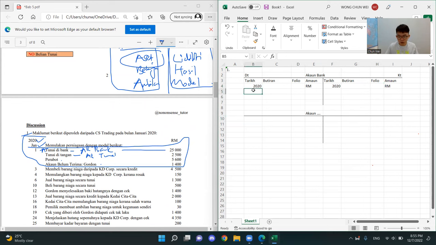Okay, so here on January 1st, and this must be the same, must be January, the month, and the date. Okay, then from where? Kita memulakan perniagaan dengan modal. Right, whenever you see memulakan perniagaan, it is always started with modal. Therefore, your butiran, here you need to write the money from where? From my modal. So here you put modal, butiran, how much?